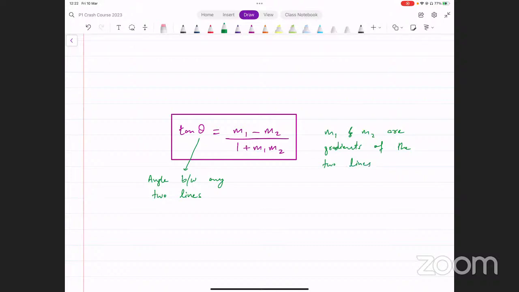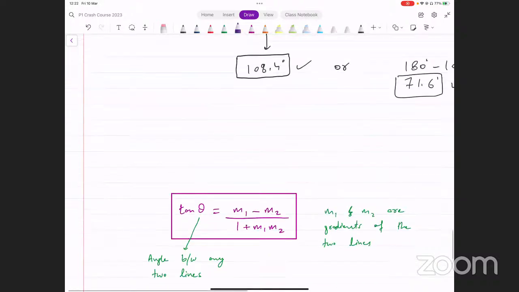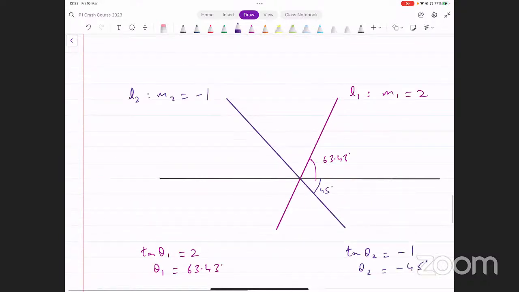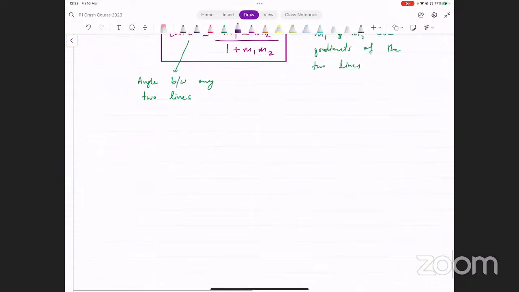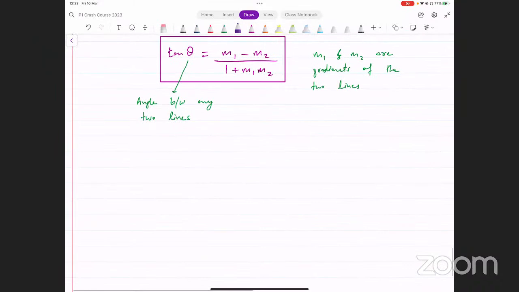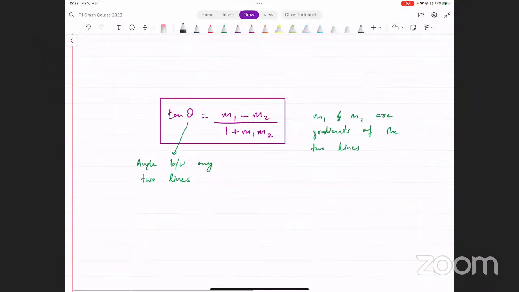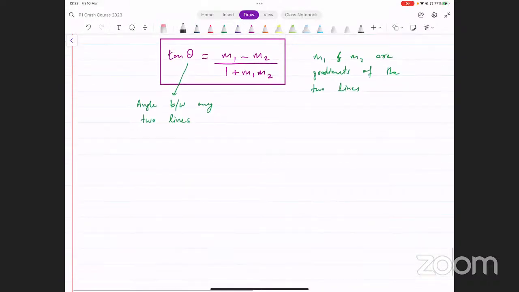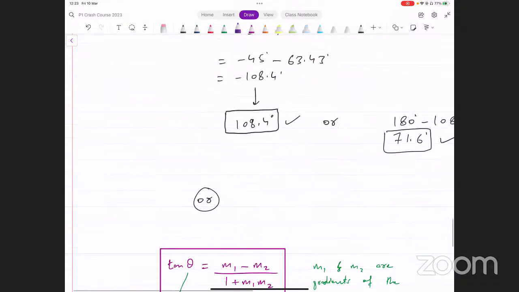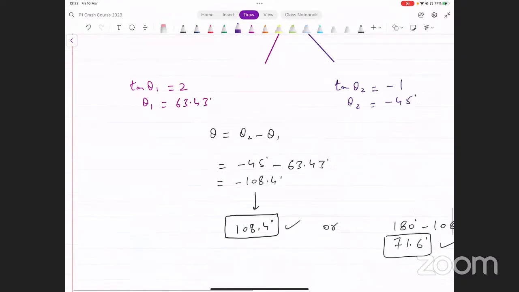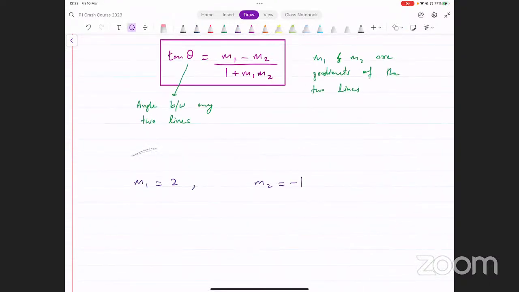Now, for instance, if you were to use the same example that we did above, in which we had one gradient that was 2 and the other was -1, let's use this formula on that previous example. So this is another formula that we have now that we could use. M1 was equal to 2 there, and M2 was equal to -1. These are the two lines that we had above. All right. Now, if I were to use this formula directly to find the angle between those two lines, this is how it would work.